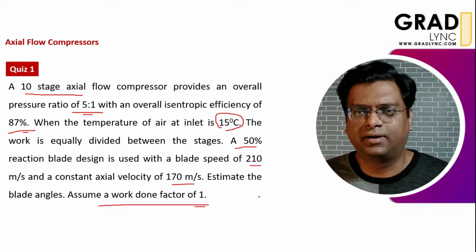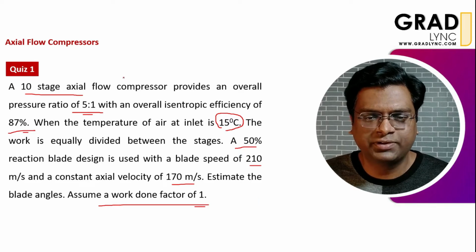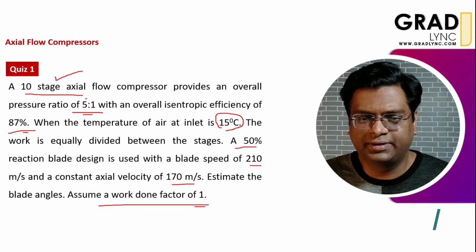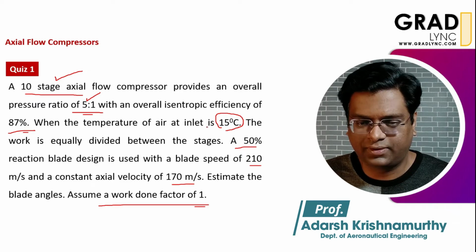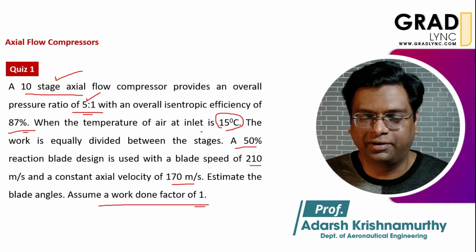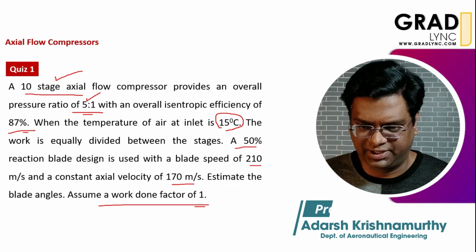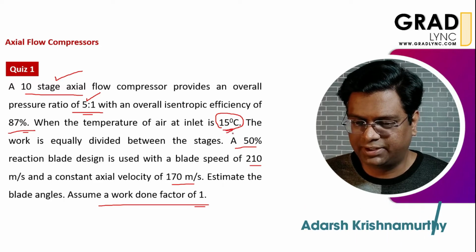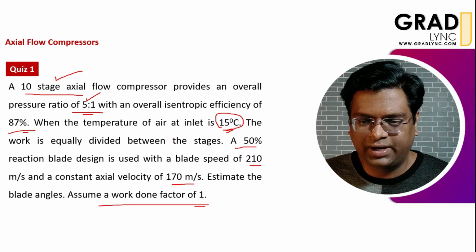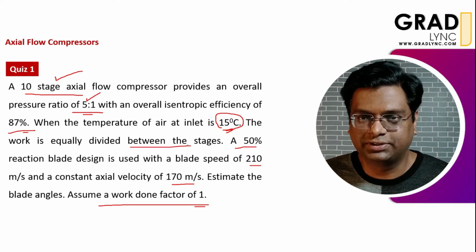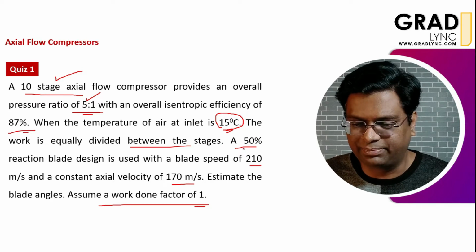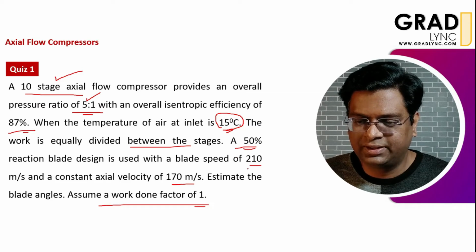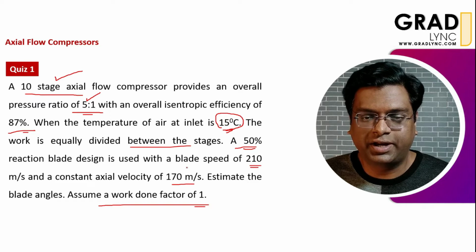So it's a very typical example of an axial flow compressor, which has 10 stages, and the overall pressure ratio is 5:1 and the isentropic efficiency is 87%, which is quite high. Then we have the inlet temperature, that is, air is entering the compressor at standard sea level temperature, that is 15 degrees Celsius, and also the work is equally divided between the stages, right? And the degree of reaction of the blade stage is 50%, and the peripheral velocity of the blade is 210 meter per second.